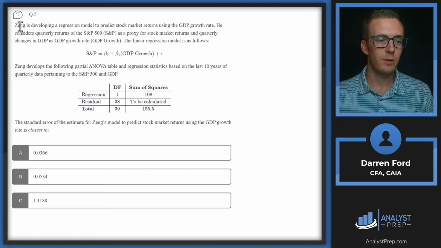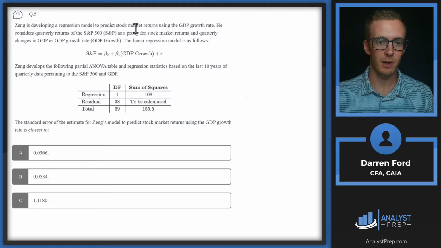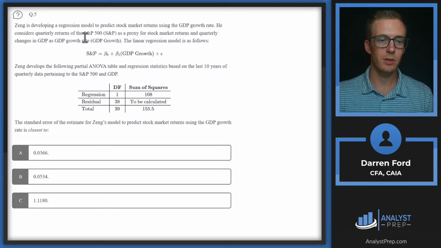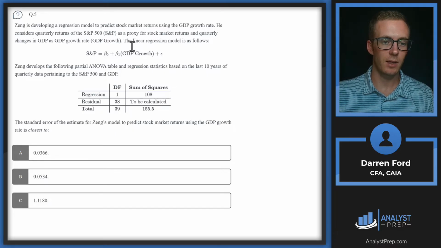Question 5. Zhang is developing a regression model to predict stock market returns using the GDP growth rate. He considers quarterly returns of the S&P 500 as a proxy for stock market returns and quarterly changes in GDP as GDP growth rate. The linear regression model is as follows. So we've got our model here.